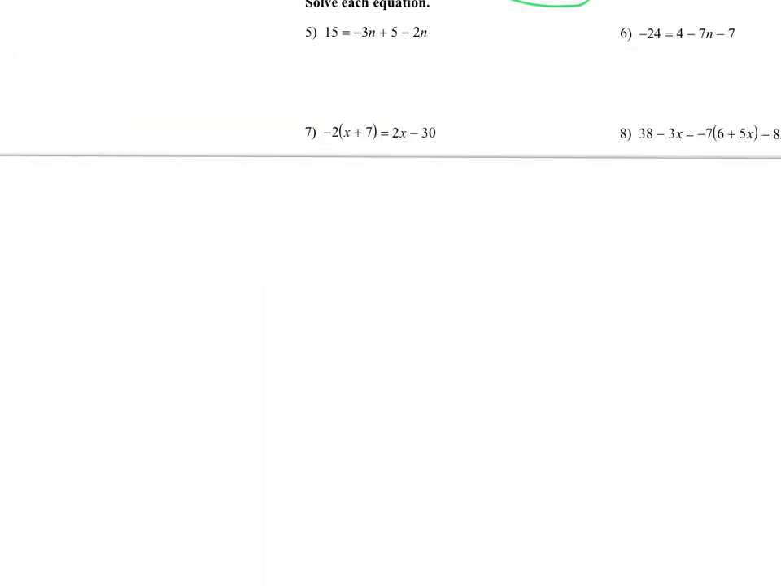All right, next up here we got number 7. So on this one, anytime we got parentheses in one of these, we want to distribute that. So that's going to give me negative 2x minus 14 equals 2x minus 30. Now, anytime we have variables on both sides, we want to get all the variables on the same side. So we can move them either way. I'll go ahead and subtract the 2x over to the left side, so these will cancel out here. I also could have added that 2x to the other side.